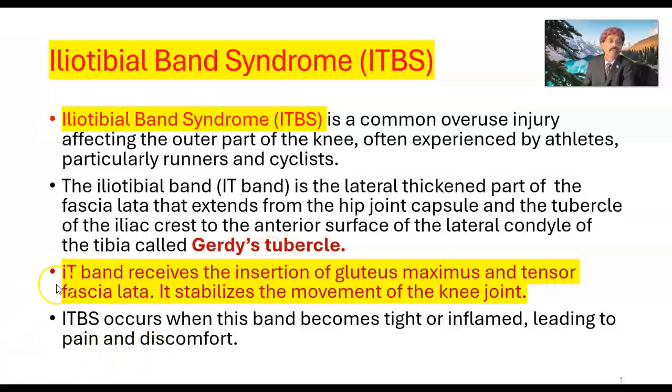The IT band or iliotibial band receives the insertion of gluteus maximus and tensor fascia lata muscles, also called tensor of fascia lata. It stabilizes the movement of the knee joint. This is the function of the iliotibial band. It stabilizes the movement of the knee joint, plus it is the site of insertion of two muscles. One is gluteus maximus, another is tensor of fascia lata.